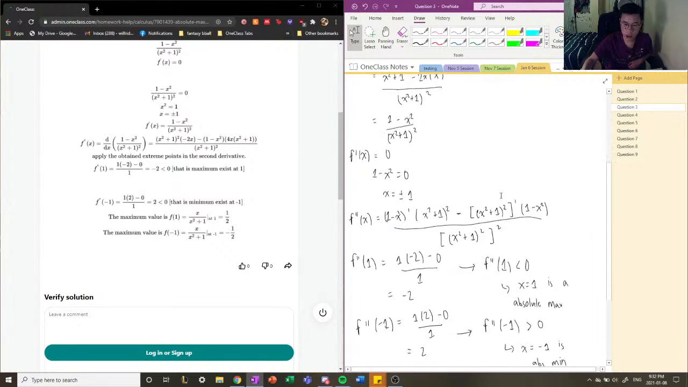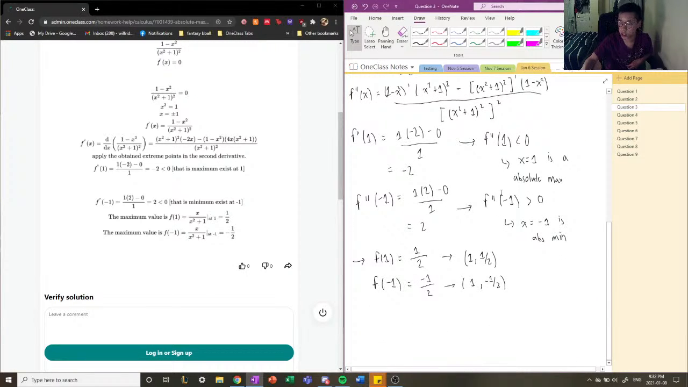So in this case, we also have to calculate the intervals here to make sure that the intervals are not higher or lower than our absolute max or absolute min. Okay, so let's just evaluate them real quick.